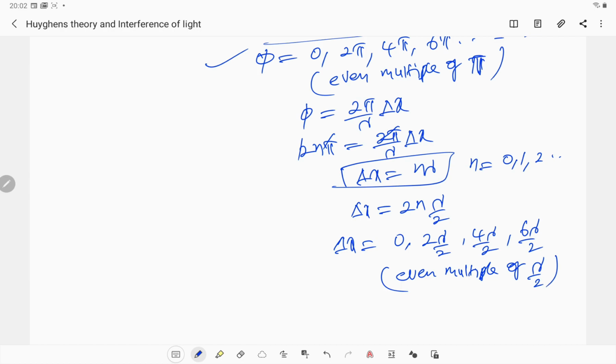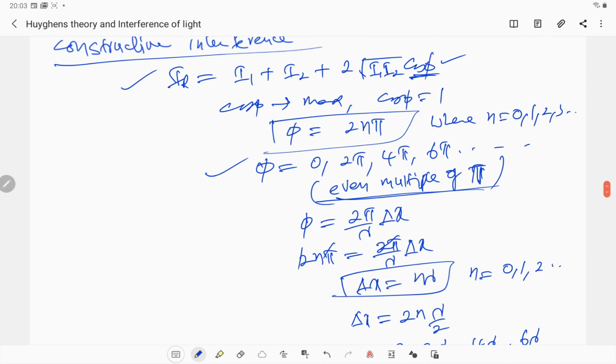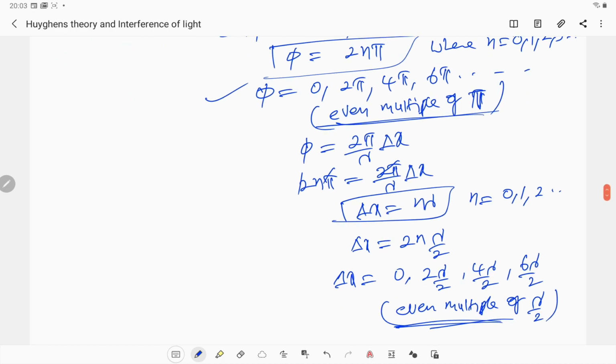So when phase difference is an even multiple of pi and path difference is an even multiple of lambda by 2, intensity is maximum. When intensity is maximum, that interference is nothing but constructive interference. So what is the maximum intensity for constructive interference? In this formula, if you put cos phi equal to 1, the intensity becomes maximum. Therefore, maximum intensity is equal to root I1 plus root I2 whole square.